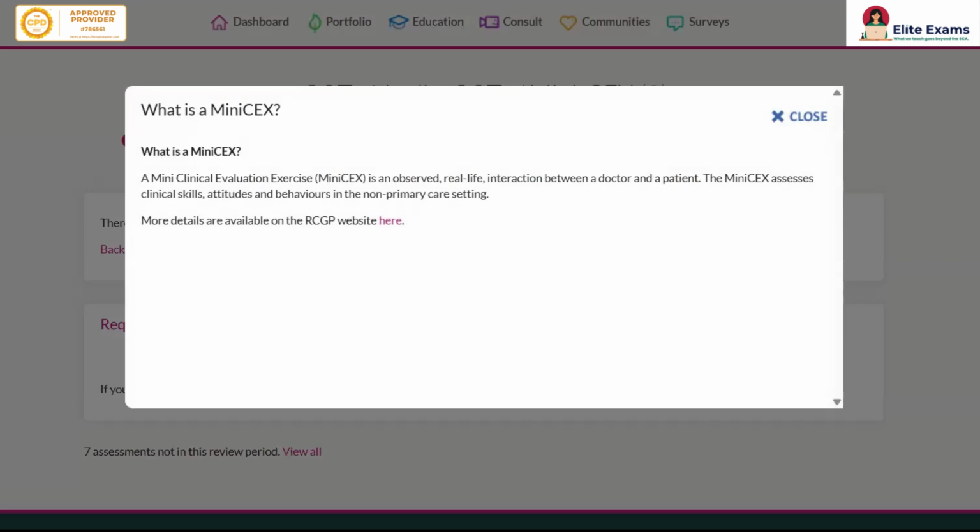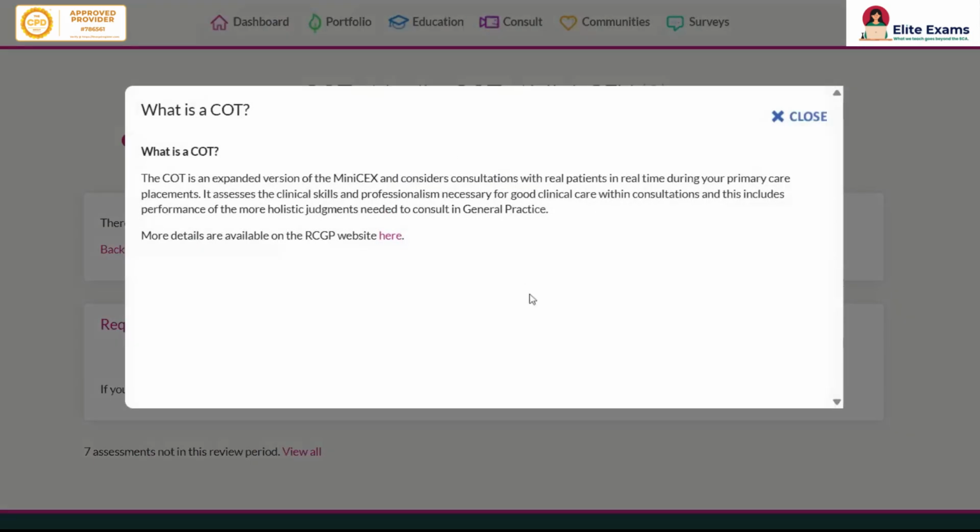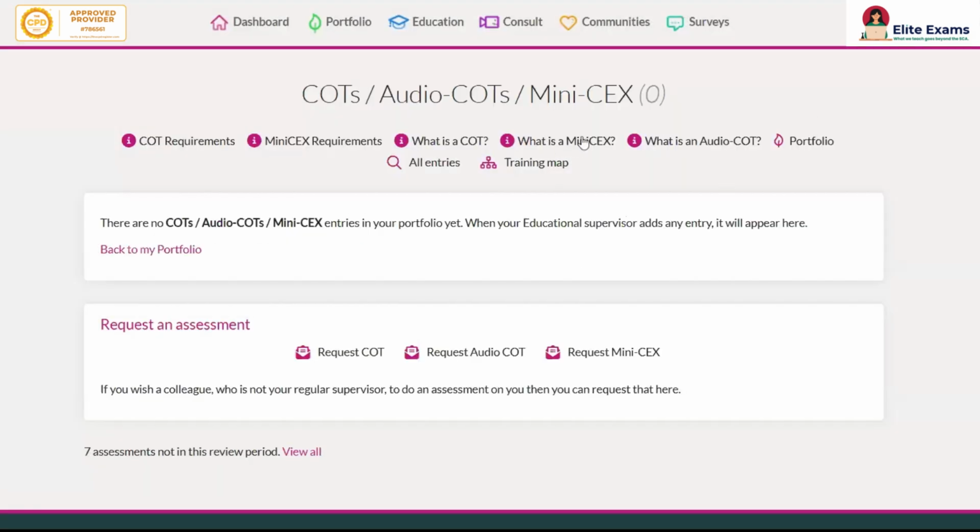A mini clinical evaluation exercise is an observed real-life interaction between a doctor and a patient. The MiniCEX assesses clinical skills, attitudes, and behaviors in the non-primary care setting. What this means, in layman's terms, is that if you're doing a hospital rotation, you'll be doing a MiniCEX. But let's go to a COT. The COT is an expanded version of the MiniCEX and considers consultations with real patients in real time during your primary care placement. So to break it down, MiniCEX is done in hospital, COT is done in primary care.